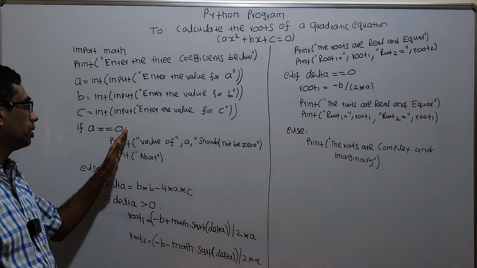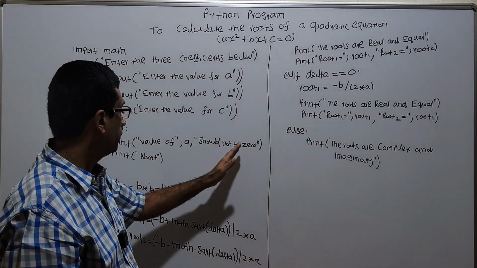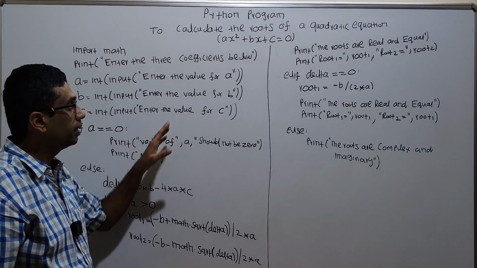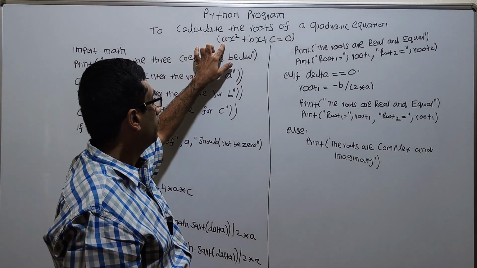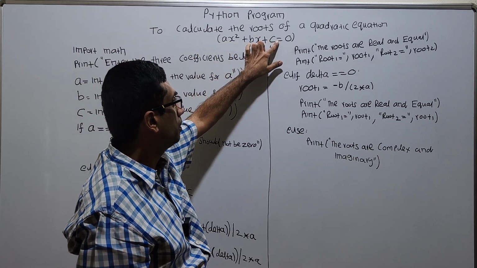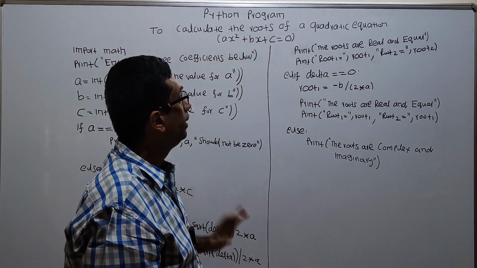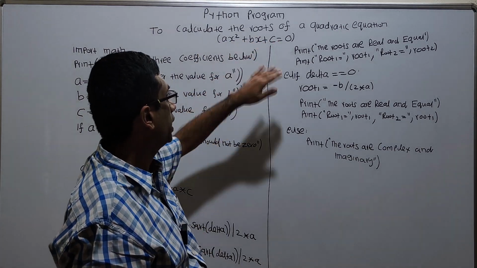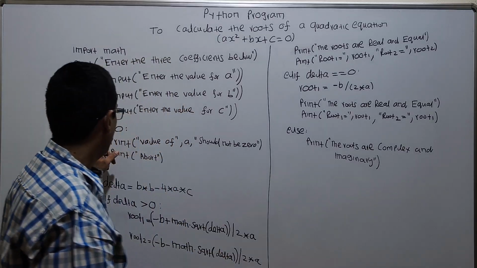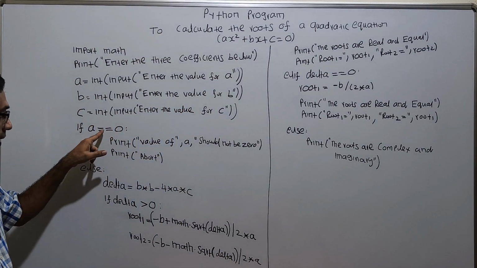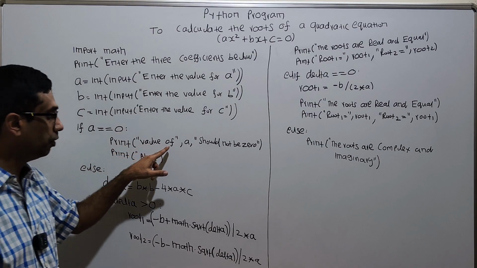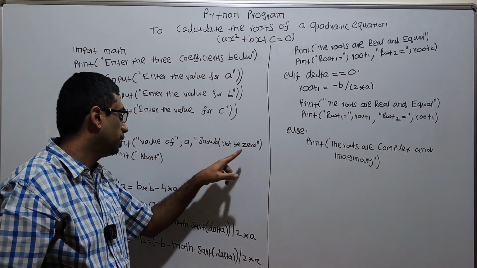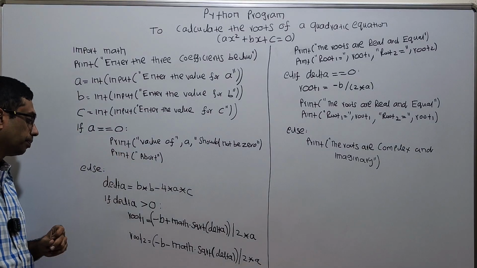I am checking if a equal to 0, I am printing the value of a should not be 0, because when a is having a value 0, this equation does not become a quadratic equation. This will become a linear equation only, containing the part bx plus c only. That's why a should be a non-zero value. I am checking if a double equal to 0, I mean a contains a value 0, I am printing the value of the variable a should not be 0.